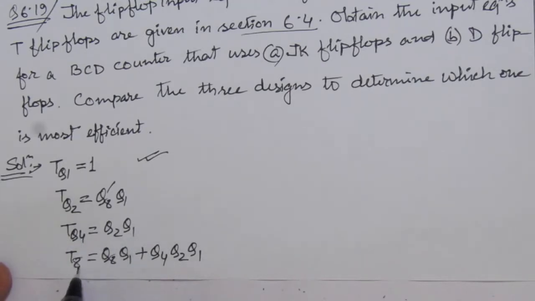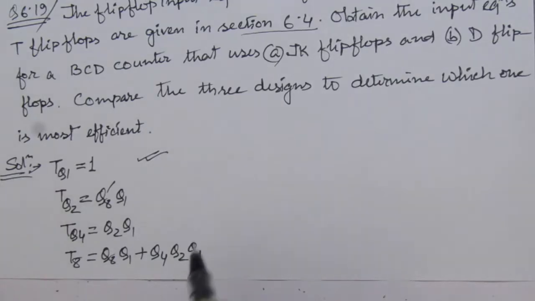And for the fourth T flip-flop input, T8 is the input of the fourth flip-flop, which carries the most significant bit. So here we can see that we have to use one AND gate and one OR gate, and one another AND gate. That means here we have to use two AND gates and one OR gate.